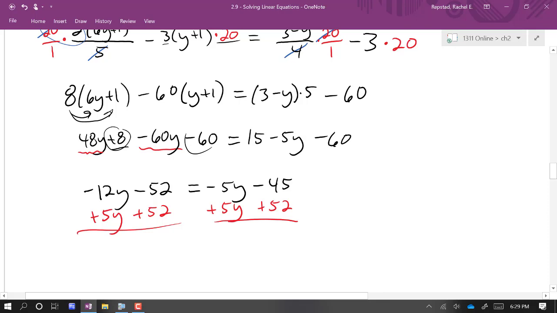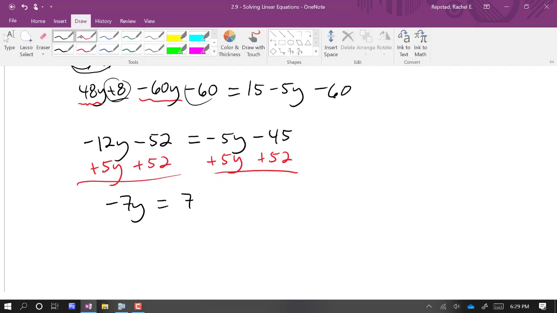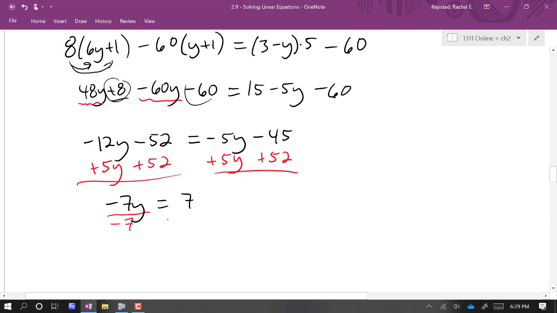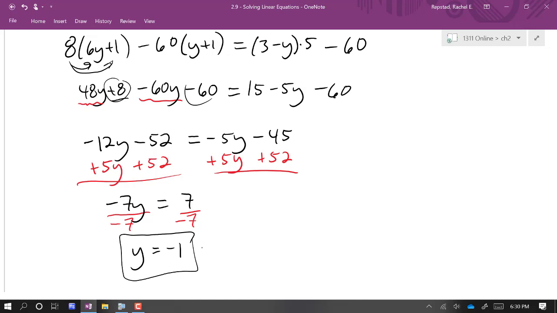Negative 12y plus 5y is negative 7y. On the other side, the y's cancel. 52 minus 45 is 7. And now if we divide both sides by negative 7, we get y equals negative 1. Alright, so that's some practice solving linear equations.